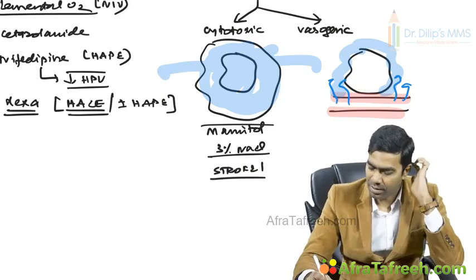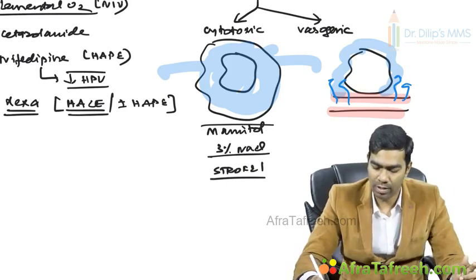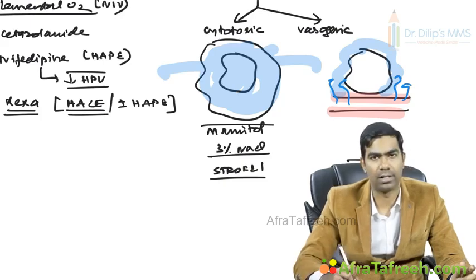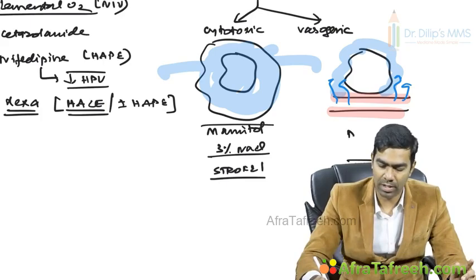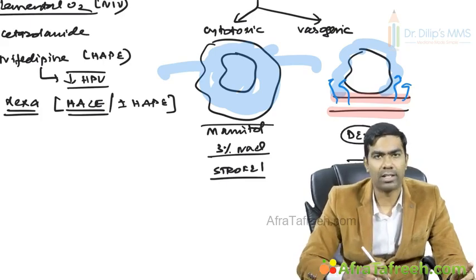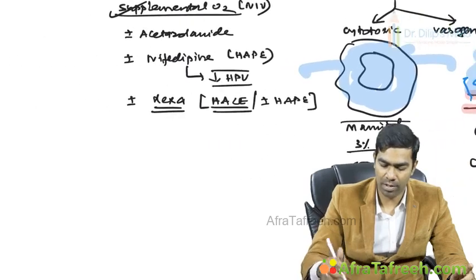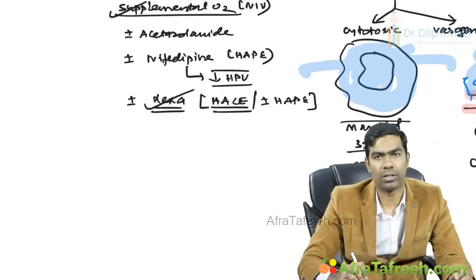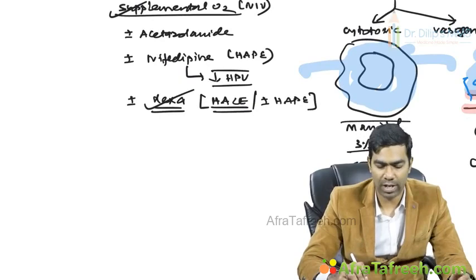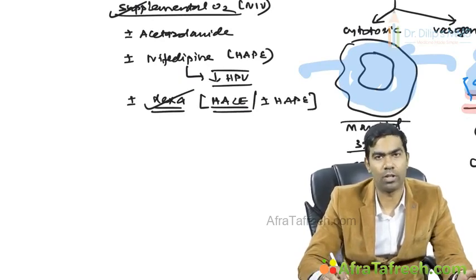So this typically happens in conditions like high altitude illness, that is high altitude cerebral edema, and it can happen in space occupying lesions, tumors and space occupying lesions. You encounter vasogenic edema only, and the best treatment for vasogenic edema is dexamethasone. Since it's a high altitude cerebral edema, you're going to treat with dexamethasone and not mannitol or 3% NaCl, which is not actually that beneficial here.